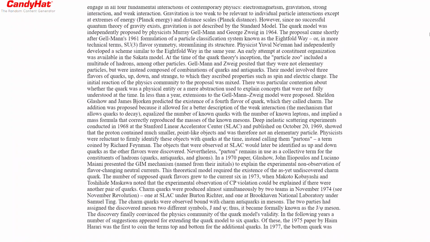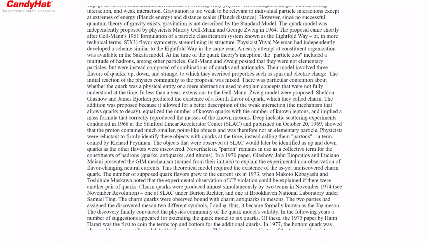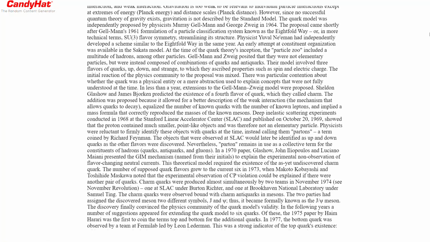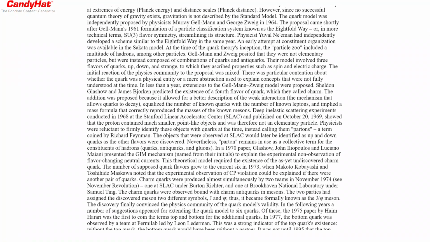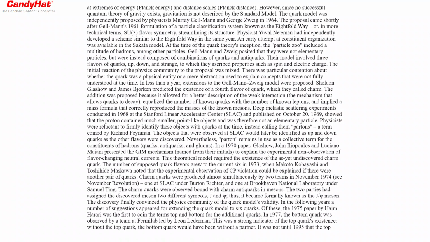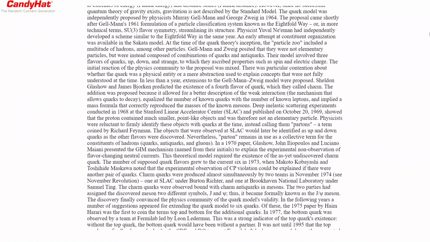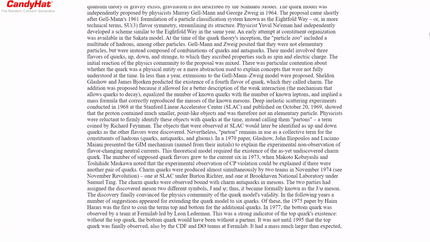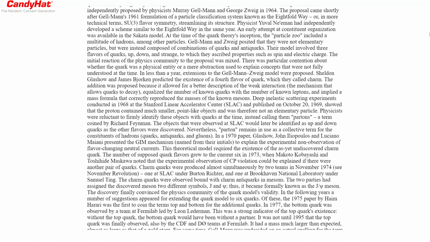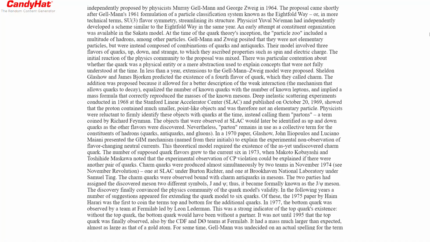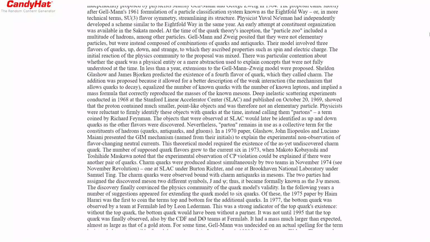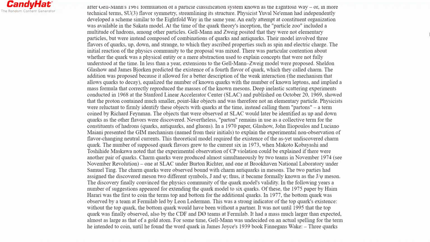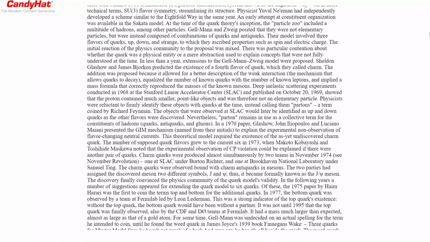In the following years, a number of suggestions appeared for extending the quark model to 6 quarks. Of these, the 1975 paper by Chaim Harari was the first to coin the terms top and bottom for the additional quarks. In 1977, the bottom quark was observed by a team at Fermilab led by Leon Lederman. This was a strong indicator of the top quark's existence. Without the top quark, the bottom quark would have been without a partner. It was not until 1995 that the top quark was finally observed, also by the CDF and DØ teams at Fermilab. It had a mass much larger than expected, almost as large as that of a gold atom.